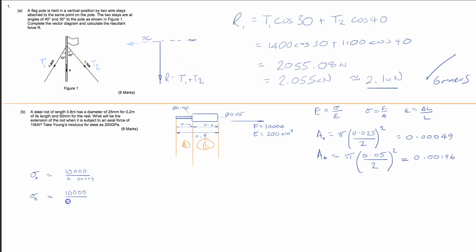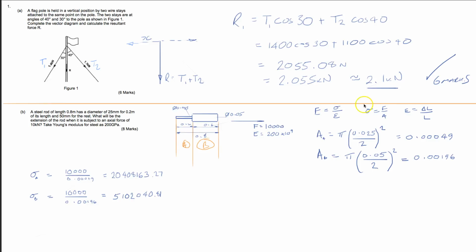And the area B was 0.0096, I think. Just check my calculator. Yeah, 0.00196. So that gives me stresses of those two there. And just looking at that, the stress in the thicker section is less than the stress in the smaller section, which we'd expect, wouldn't we?